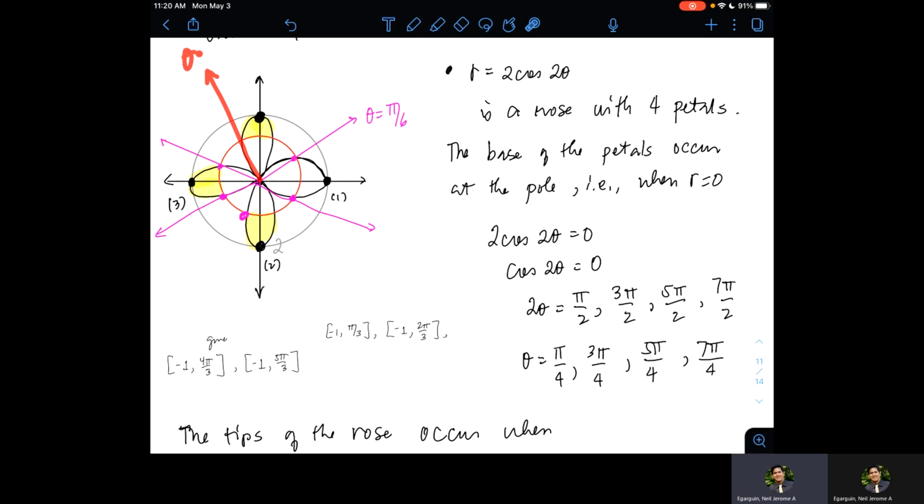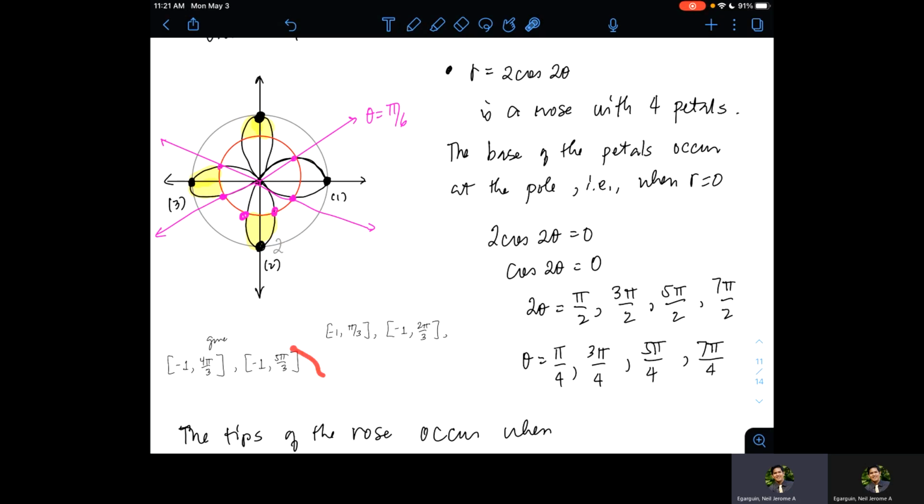Right, that's theta equals 2 pi over 3. But since r is negative 1, we go in the opposite direction. Unfortunately, my sketch is not that good or not that symmetric, but ideally we'll get this point. Sorry, yeah, it should be this. Opposite direction should be here. Okay, so we plot here, we get this point of intersection.